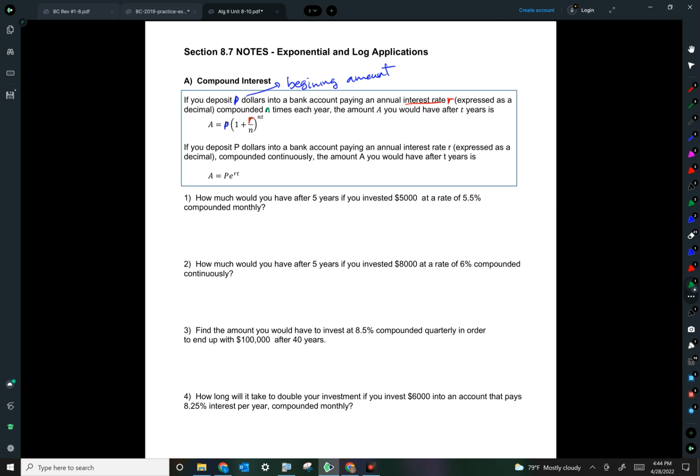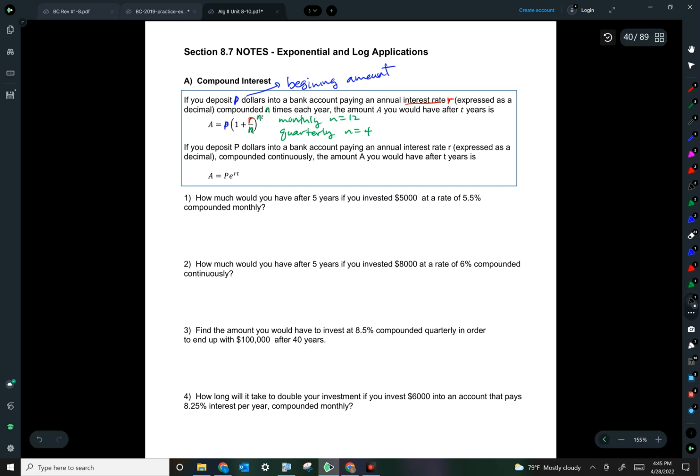So n is in two places. It's not only on the bottom of this fraction, but it's also up here in the exponent. And n represents how many times it's compounded per year. So it might say compounded monthly, which means n equals 12. Or it might say compounded quarterly, which means n equals 4. So you have to interpret what n is based on how they describe how it's compounded.